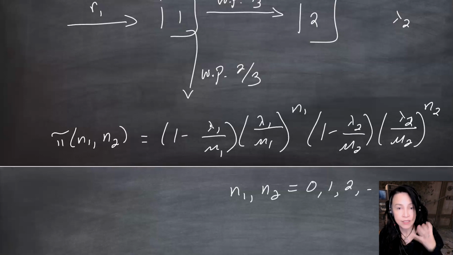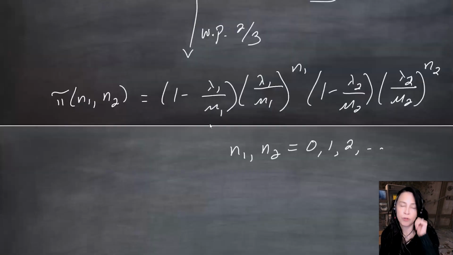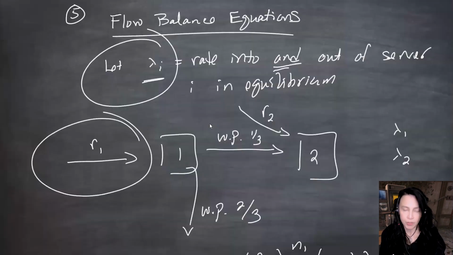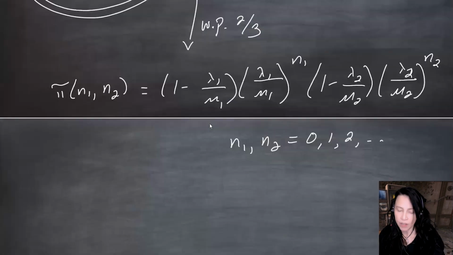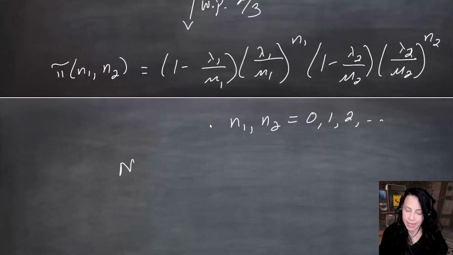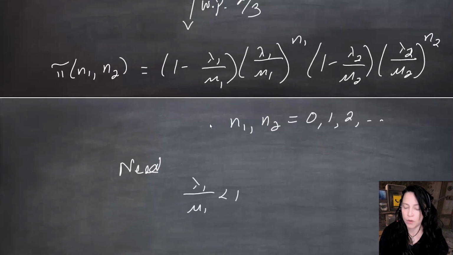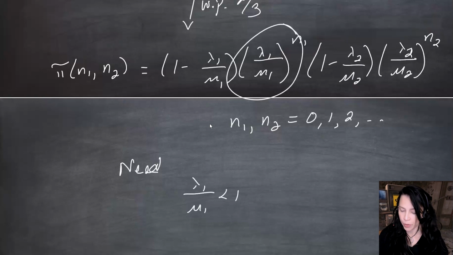So it asks for a minimum upper bound on R2 for which the system is stable. R2 was the input rate over here. I'm sorry, over here. R1 is the input rate over here. You're given all of the other numbers. So you need lambda 1 over mu 1 to be less than 1, or this geometric sum is going to blow up, and you need lambda 2 over mu 2 to be less than 1.